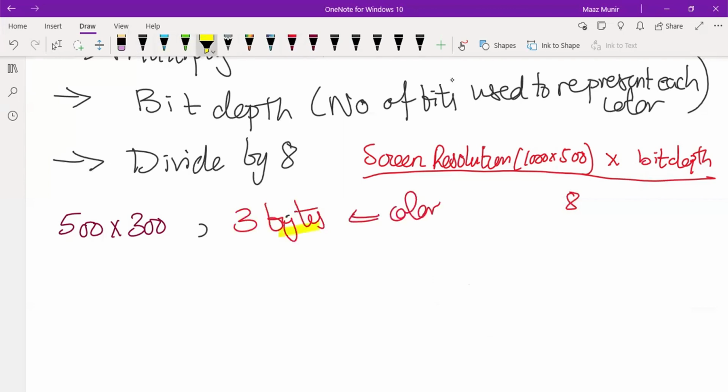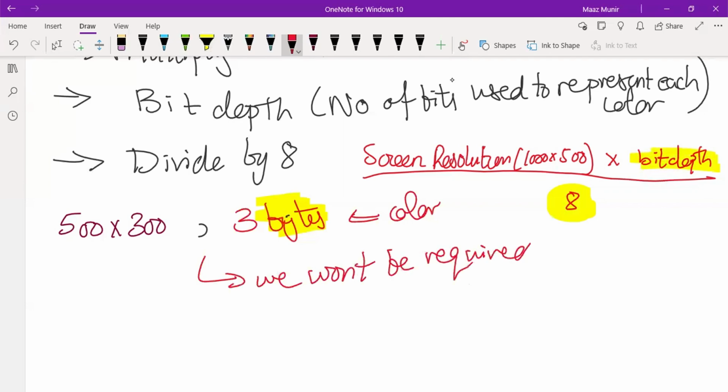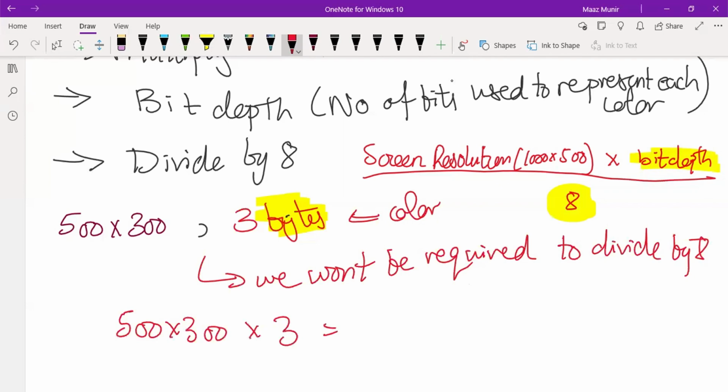Notice I said 3 bytes, not 3 bits. Dividing by 8 is basically because we want to convert bits into bytes. Now, as we already have bytes, we won't be required to divide by 8. Simply, we need to multiply 500, multiply by 300, multiply by 3, which would give us the answer. And a calculation like this is straightforward, pretty simple.